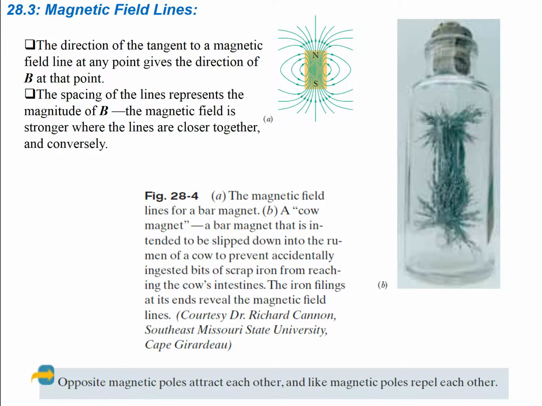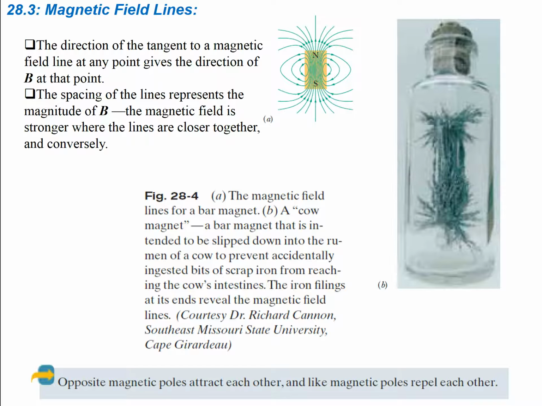All right, just a quick aside over here on the jar. The magnetic field lines from a bar magnet, again, are shown here. Over in this figure, a cow magnet, which is a bar magnet that is intended to be slipped down into the rumen of a cow to prevent accidentally ingested bits of scrap iron from reaching the cow's intestines. The iron filings at its ends reveal the magnetic field lines. So what they would do is drop a bar magnet and it would sit inside the rumen, or the stomach, of a cow, and it would collect any bits of scrap iron. And you can actually see, once it was removed, the magnetic field lines.